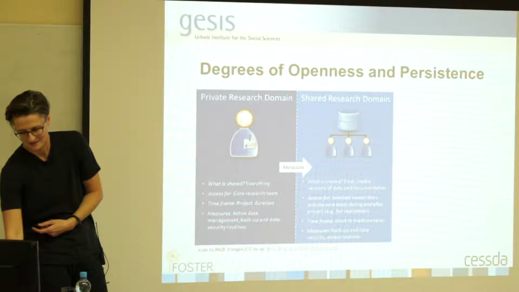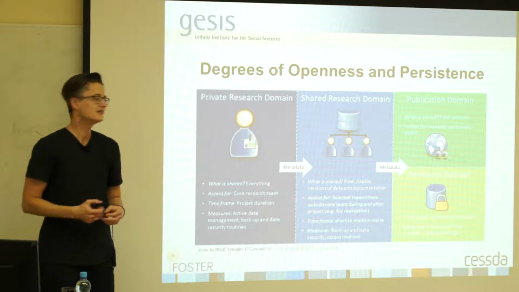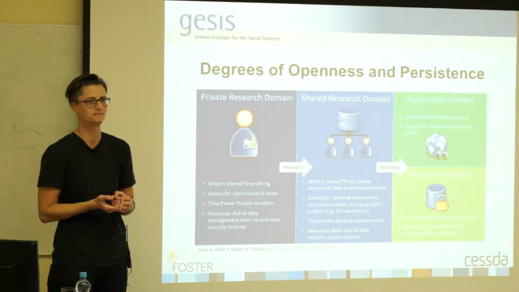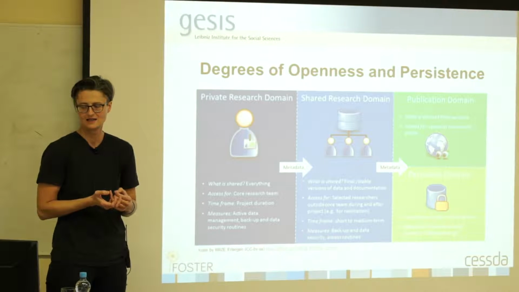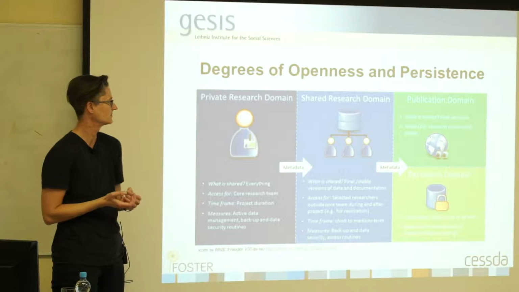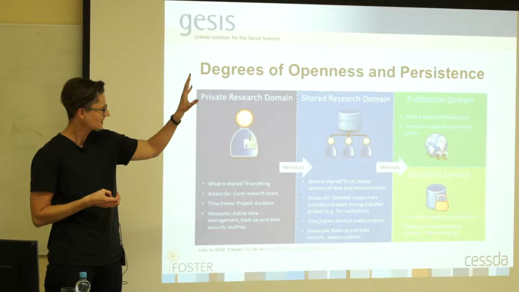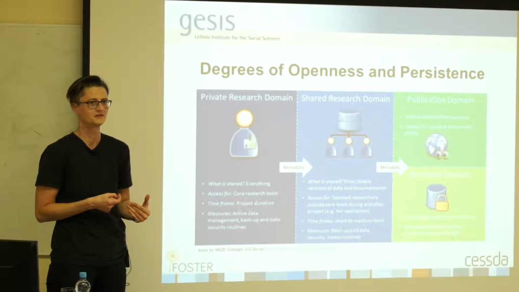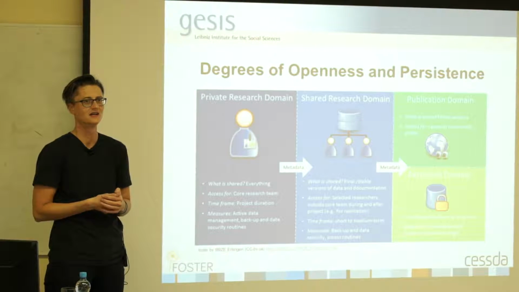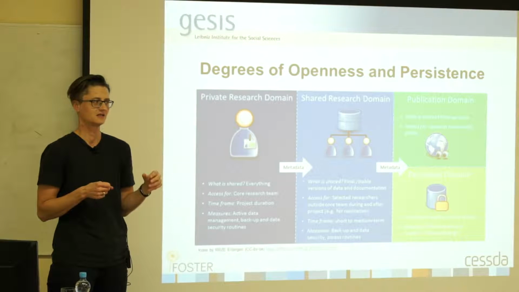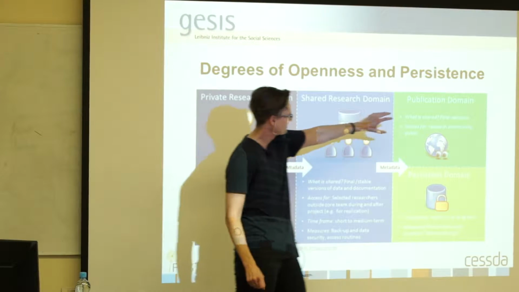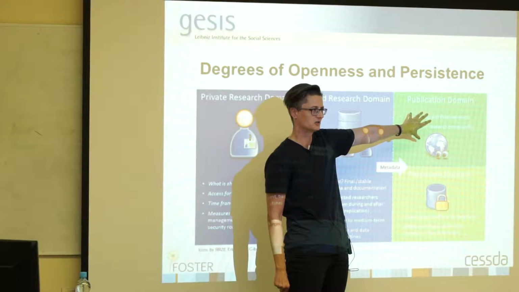Then there are two more domains. They're called the publication domain and the persistent domain. And both of these become relevant when the project has ended. So once the project has ended, and if the project team has decided to share the data, to make it accessible, then it goes into the publication domain.